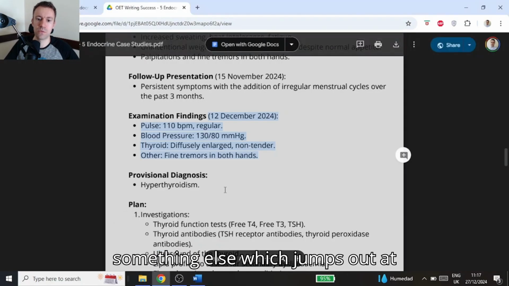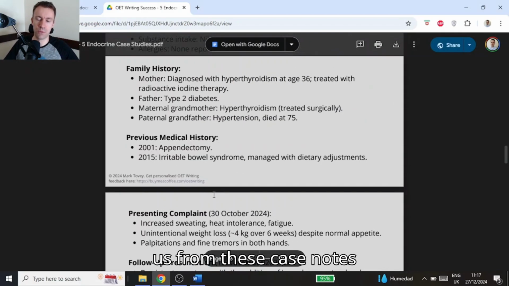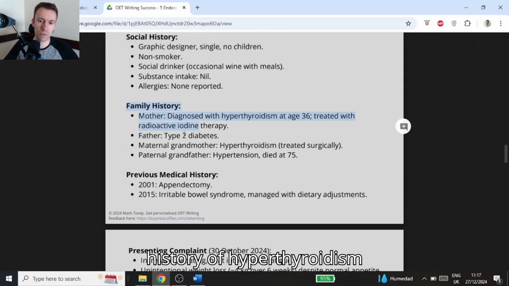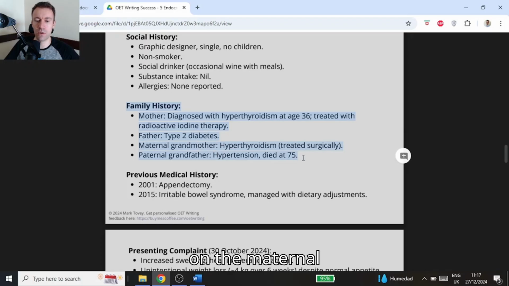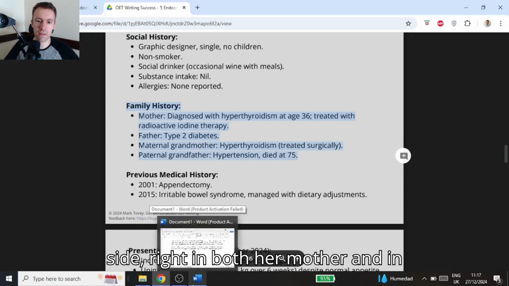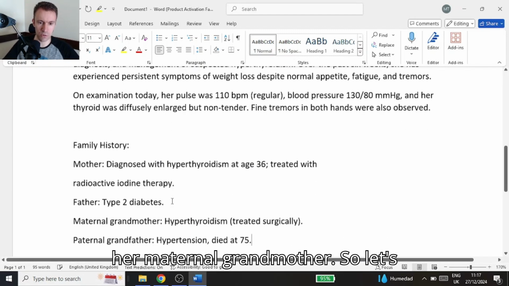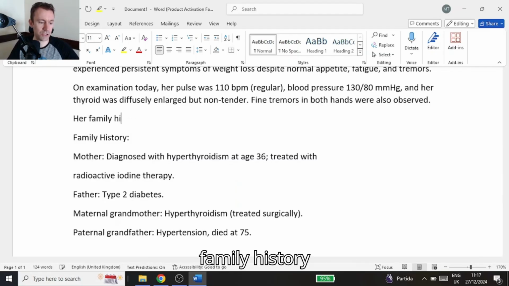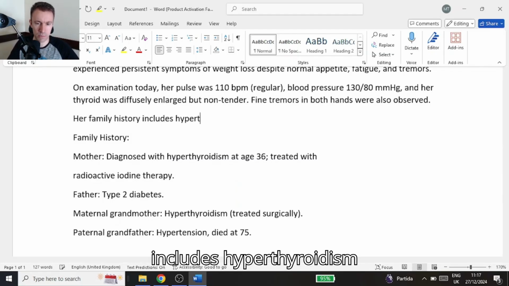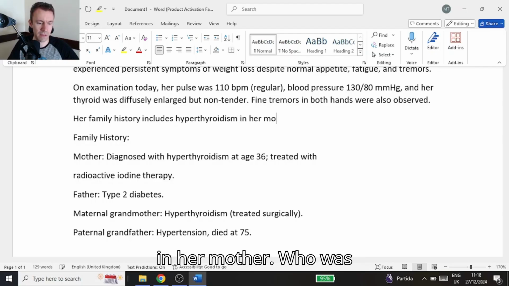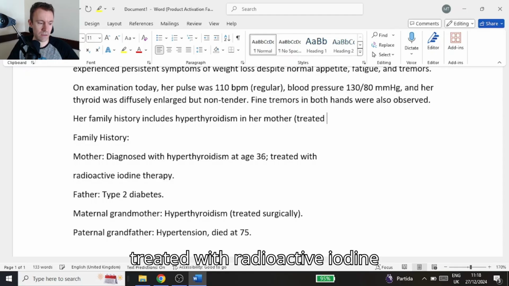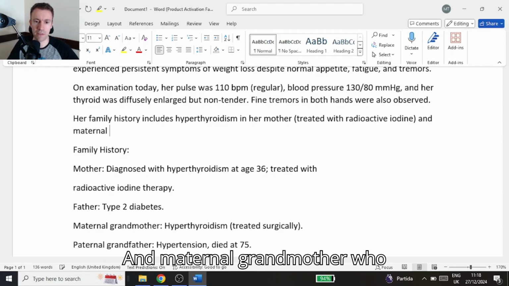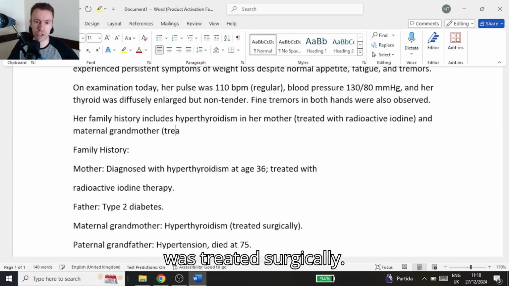Next up, something else which jumps out at us from these case notes is that our patient has a family history of hyperthyroidism on the maternal side, right? In both her mother and in her maternal grandmother. So let's include that information. We'll say her family history includes hyperthyroidism in her mother, who was treated with radioactive iodine, and maternal grandmother, who was treated surgically.